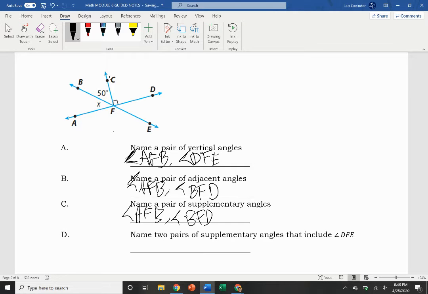Name two pairs of supplementary angles that include DFE. Any angle that forms a line with DFE is a supplementary angle to DFE. So if you look, DFE is right here. EFA, let me use this one actually. Of course, it erases the wrong one. EFA along with DFB. So EFA and DFB.